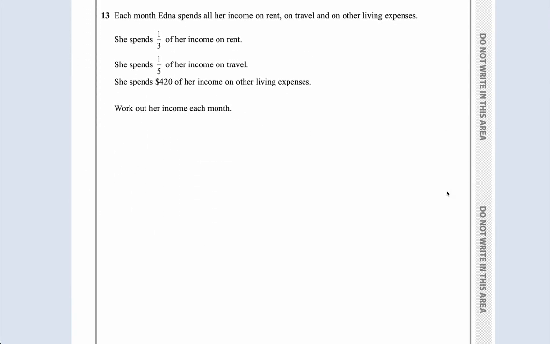Okay, question 13. More fractions. So each month, Edna spends all her income on rent, on travel, and on other living expenses. She spends a third on rent, a fifth on travel, and 420 of her income on other living expenses. Work out her income each month.